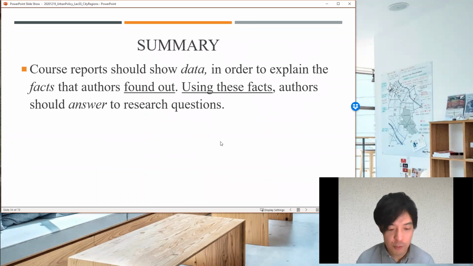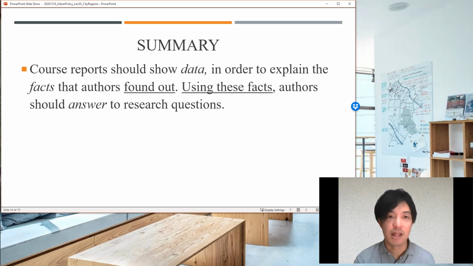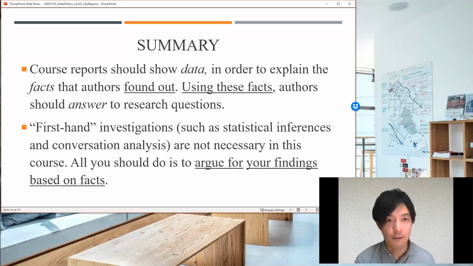Summary. Course reports should show data in order to explain the facts that authors found out. Using these facts, authors should answer the research questions. First-hand investigations, such as statistical inferences and conversation analysis, are not necessary in this course. All you should do is to argue for your findings based on facts. And these facts can be drawn from articles. Okay. All right.